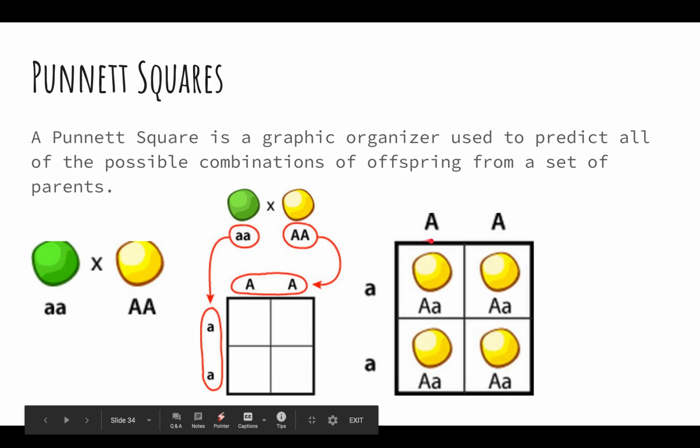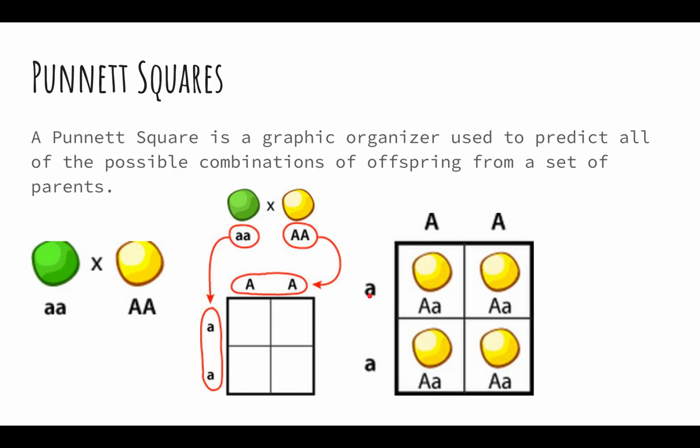Then what you do is you take one letter from each side and combine them and see what genotype that would be and then what phenotype that would look like. And as you see in this example, it's pretty obvious. They're all going to have the exact same genotype and phenotype. It was because this one is homozygous dominant and this one was homozygous recessive.